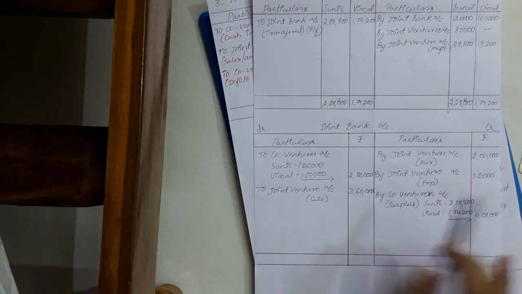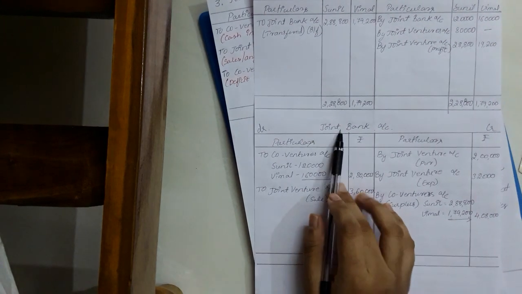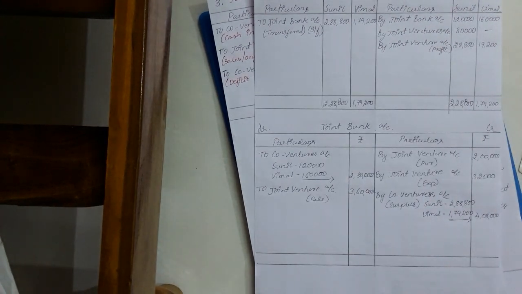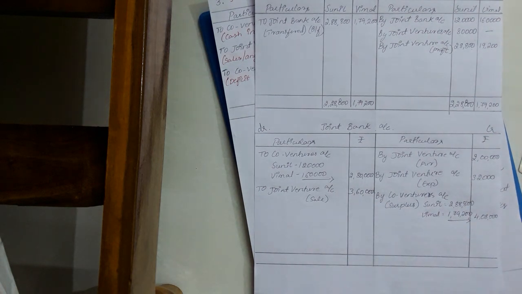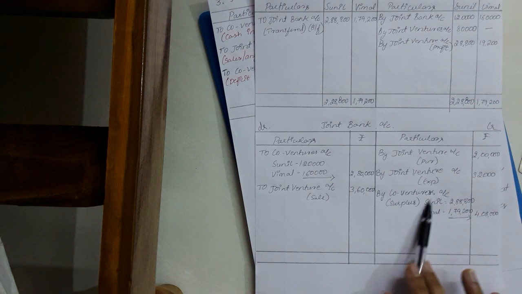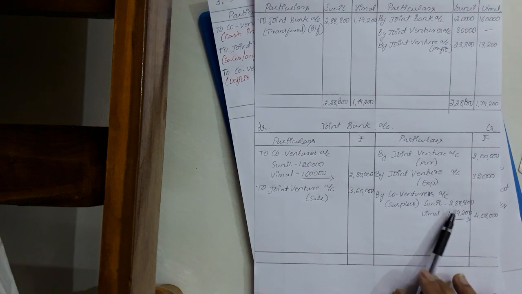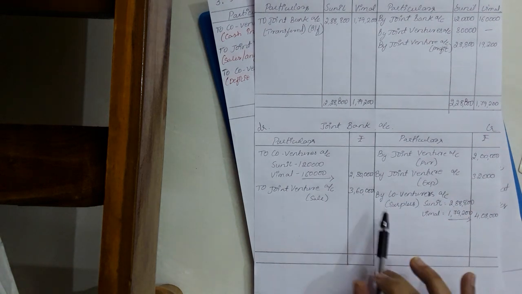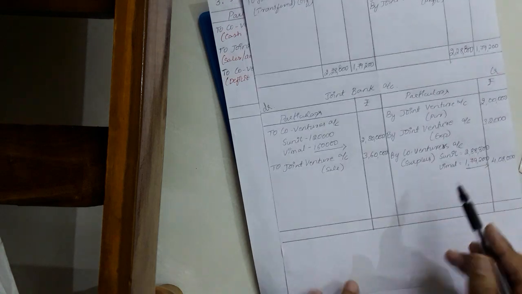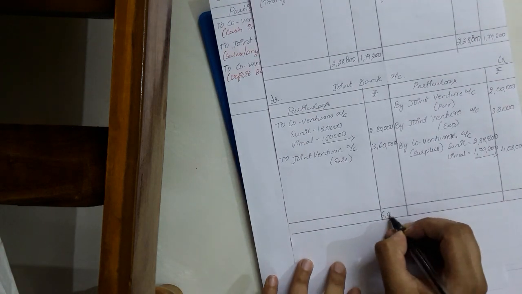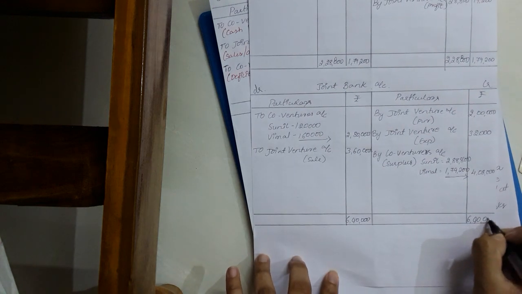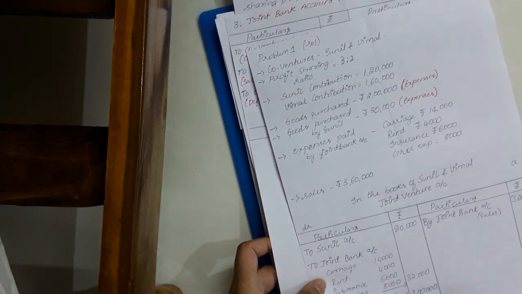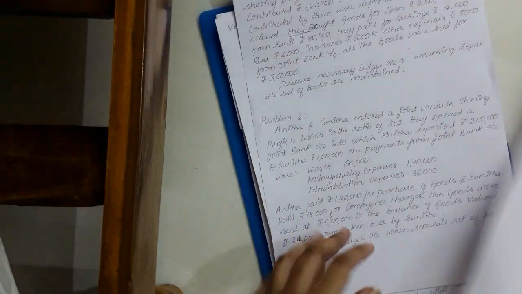Why is that? As you all know, bank is a real account. What is the rule of a real account? Debit what comes in, credit what goes out. So now we need to pay this much value to Sunil and Vimal. So every time this bank account should get tallied. So it is 6,40,000. So this is all about the first problem. Next, coming on to the next problem.